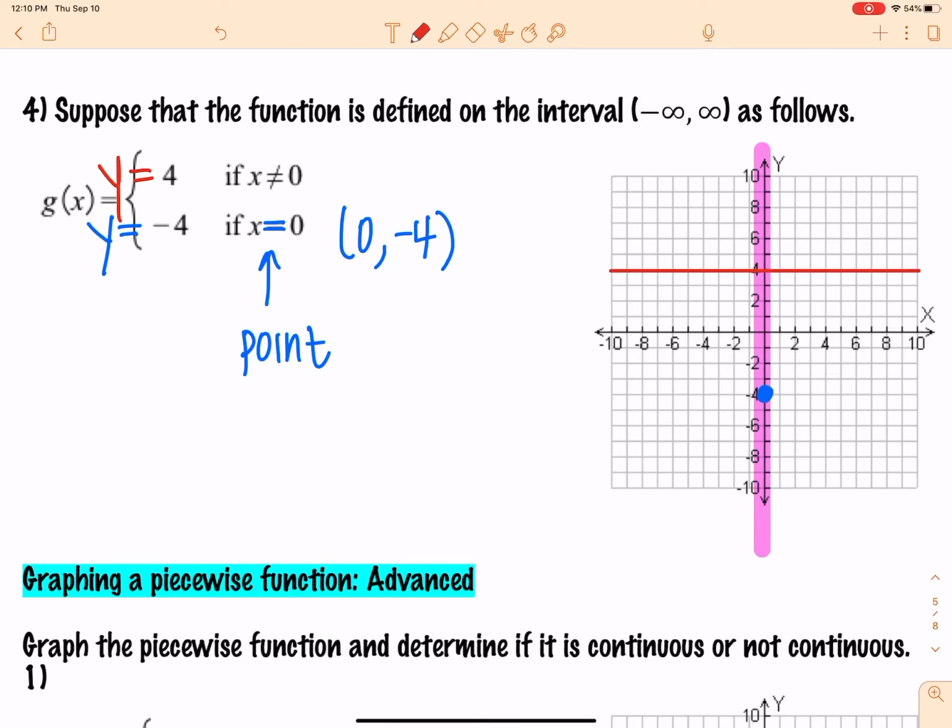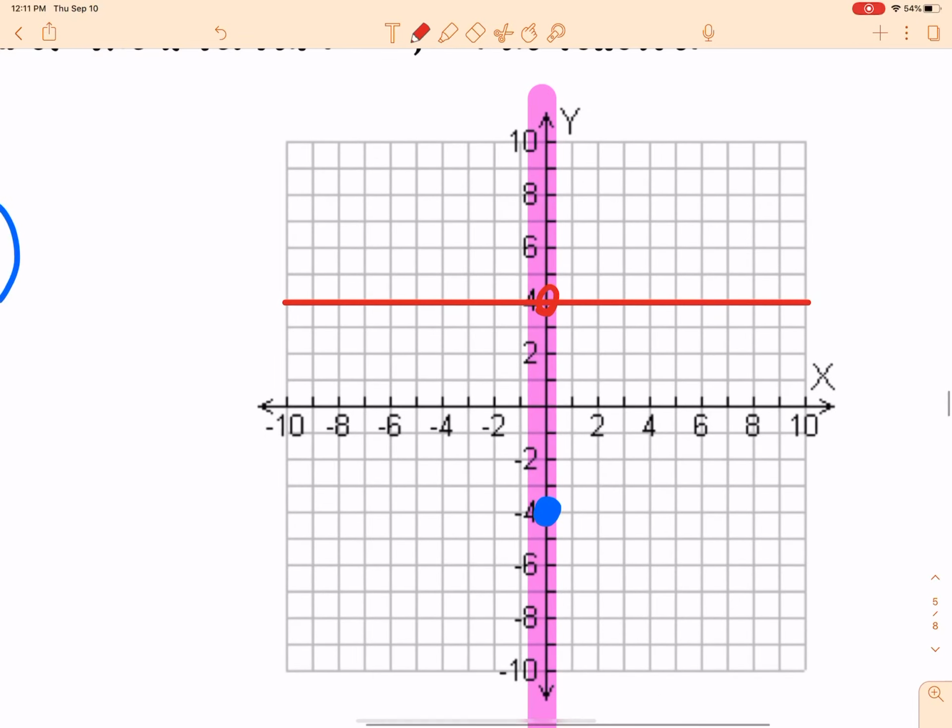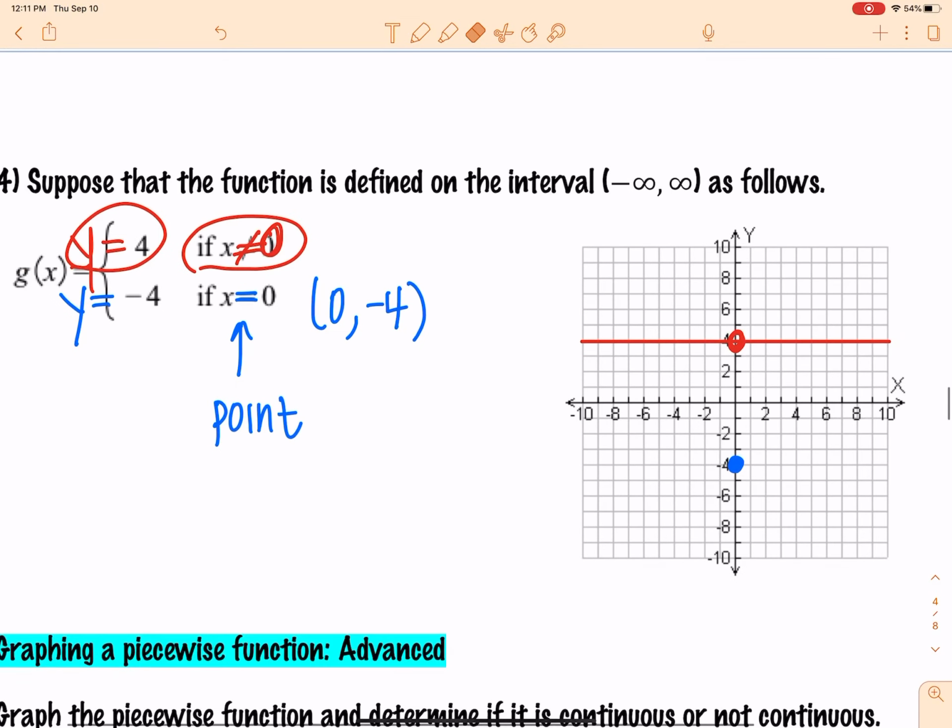But look at your boundary line. This is going through it, and the blue line's going through it, so we can't have two closed circles because it's not a function. But let's look at our domain. It says if x does not equal 0. So at 0, it doesn't equal this equation. So we have to put an open circle at 0, -4. So you just make this an open circle instead. So it doesn't go through it. That way our boundary line has an open and closed circle on it. And then that would be our final answer.